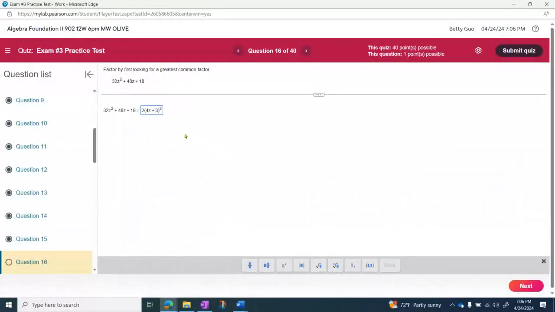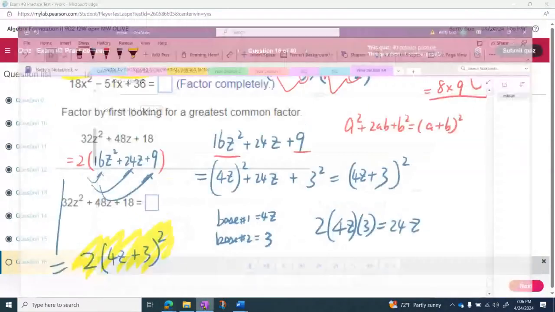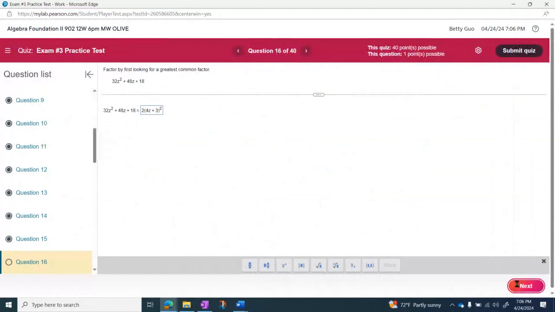Double check. I would look at whatever I enter in the cell and then look at my scratch paper to see if they are the same, if I entered what I wanted to enter. All right, next.